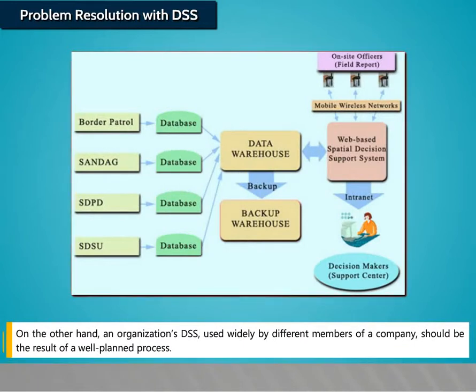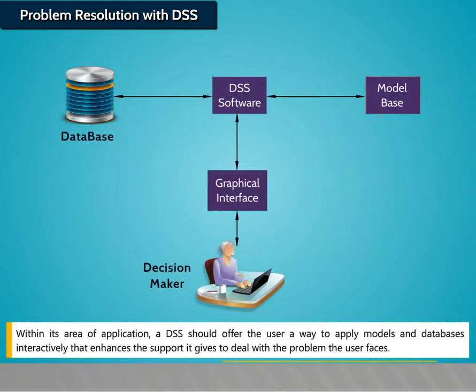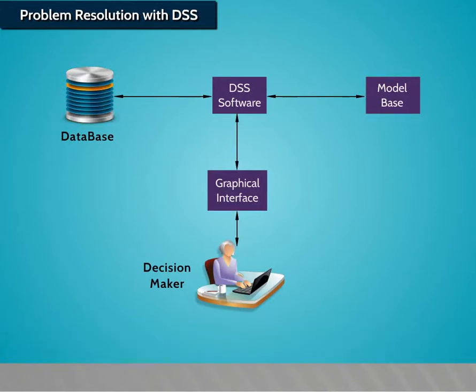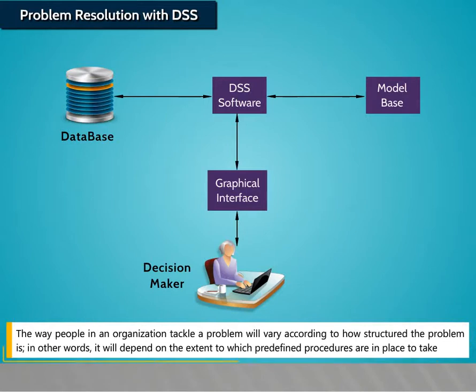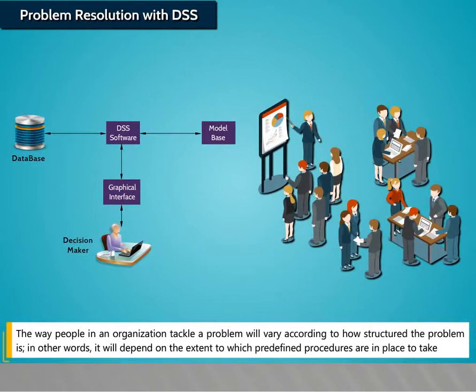On the other hand, an organization's DSS used widely by different members of a company should be the result of a well-planned process. Within its area of application, a DSS should offer the user a way to apply models and databases interactively that enhances the support it gives to deal with a problem the user faces. The way people in an organization tackle a problem will vary according to how structured the problem is. In other words, it will depend on the extent to which predefined procedures are in place to take decisions on the matter in hand.